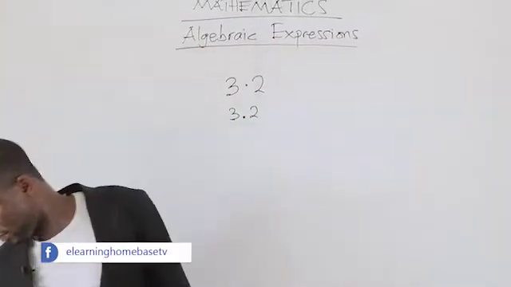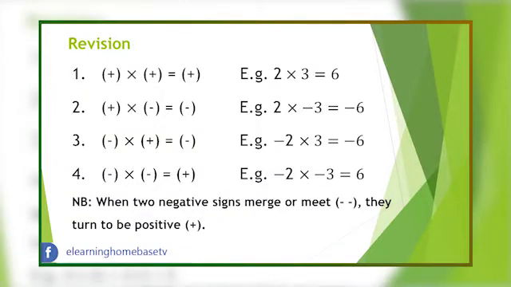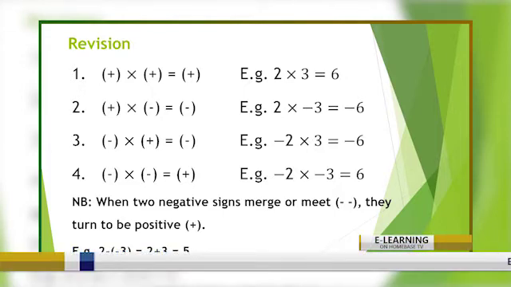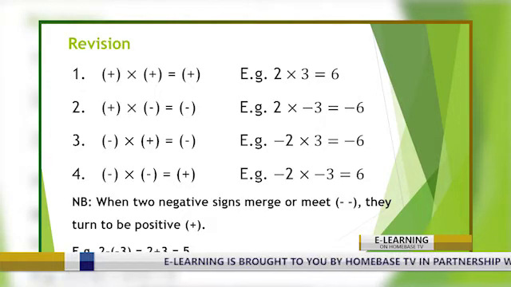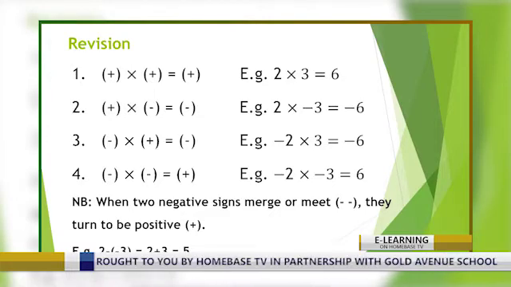Good, let's move on. Let us revise properties of integers, because you may use them in solving questions. The first one, whenever a positive multiplies a positive, you get a positive answer. For example, positive 2 times positive 3 gives us positive 6. The next one, whenever a positive multiplies a negative, you get a negative result. For example, positive 2 times negative 3 gives us negative 6.